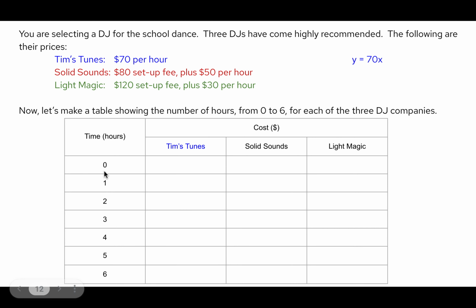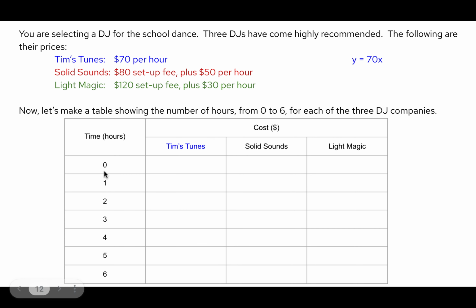So if the hours is 0 for Tim's Tunes, I don't have to pay any money. For 1 hour, it's 70. For 2 hours, 140, 210, 280, 350, 420. So you can see that they're in increments of $70 each.